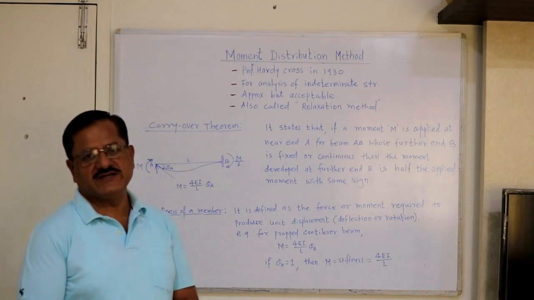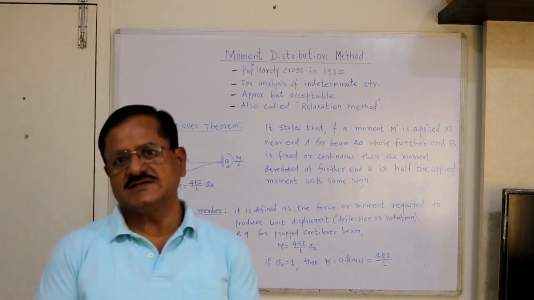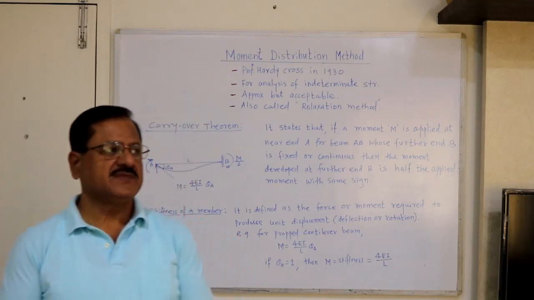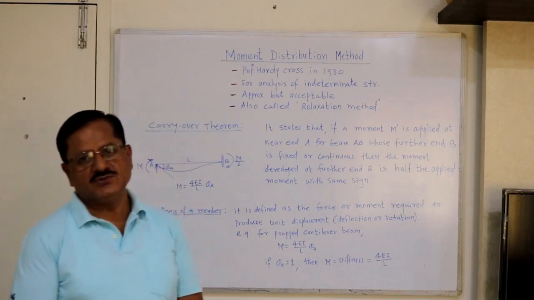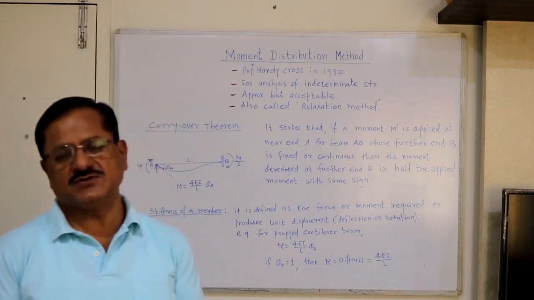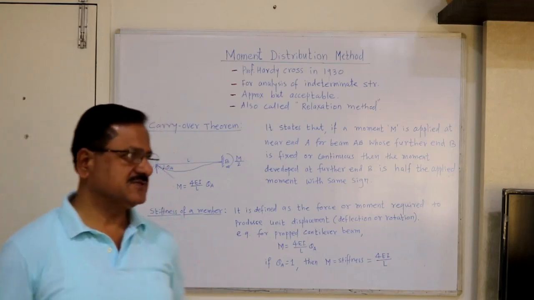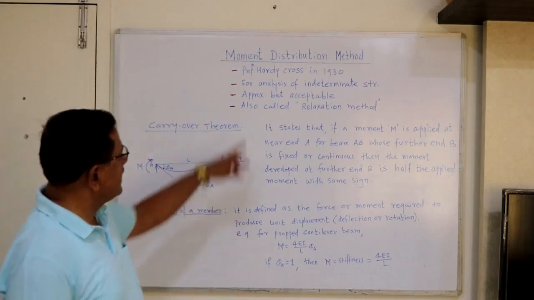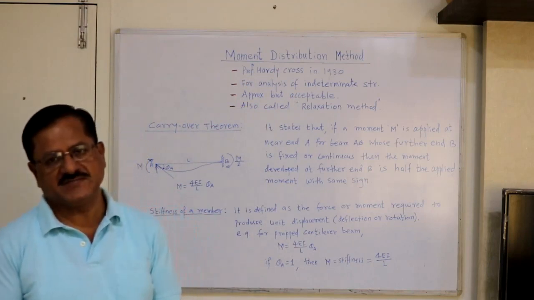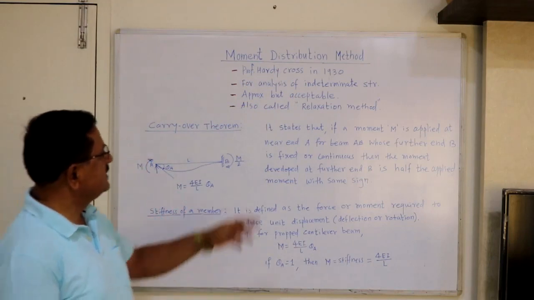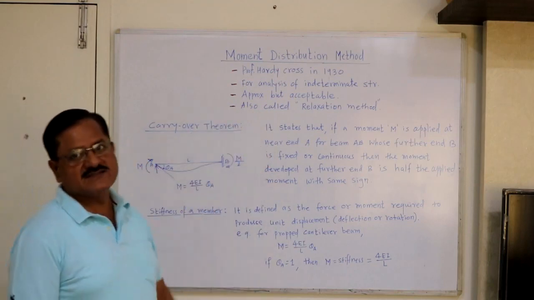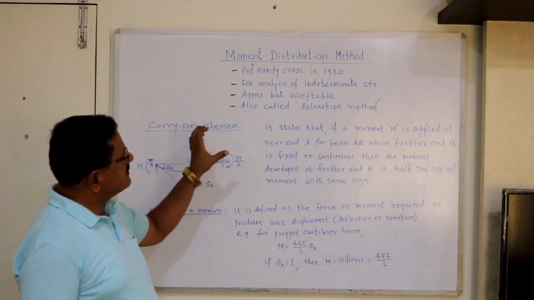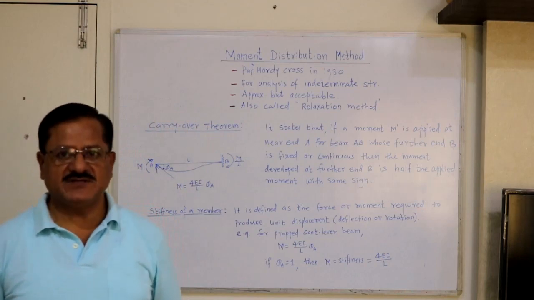Actually, this method is very popular among structural consultants also, because in earlier days the software was not available and the consultants used the moment distribution method for analysis and design of continuous beams. This method was developed by Professor Hardy Cross in 1930, and it is used for analysis of indeterminate structures. The method gives approximate but acceptable results.